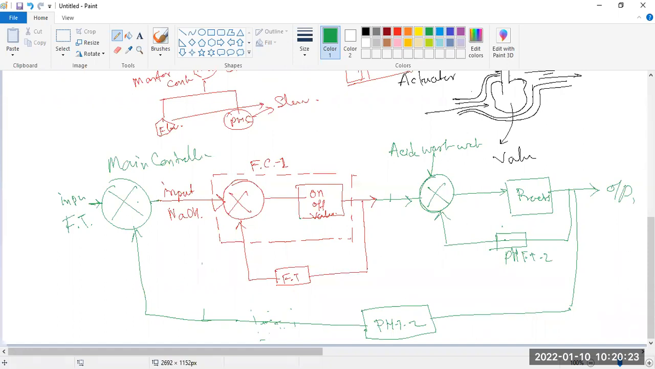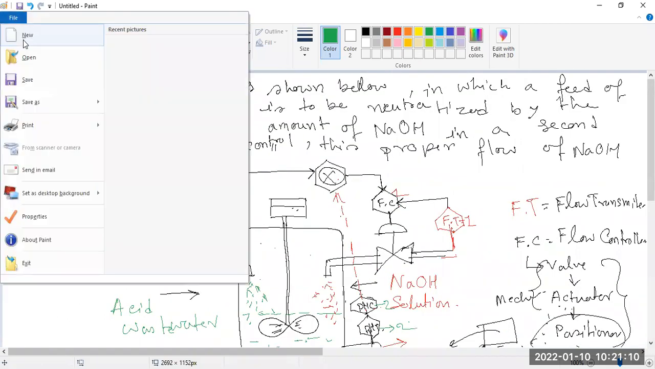Okay guys, if you have any question then ask me, otherwise I am going for the MPC control, model predictive control. So let's start with model predictive control.